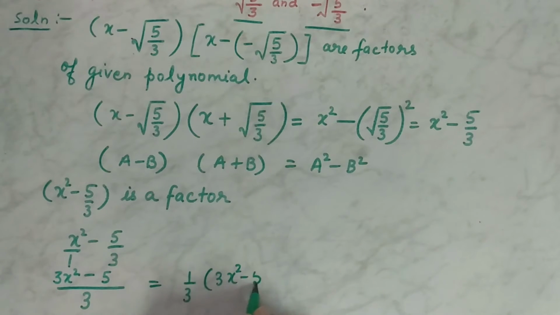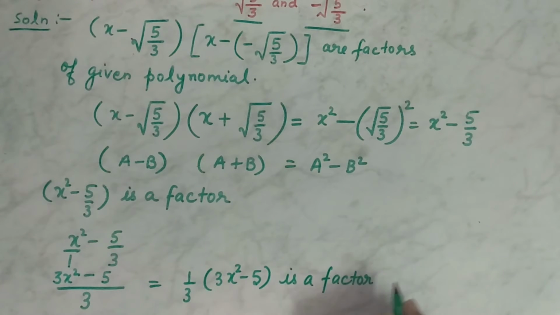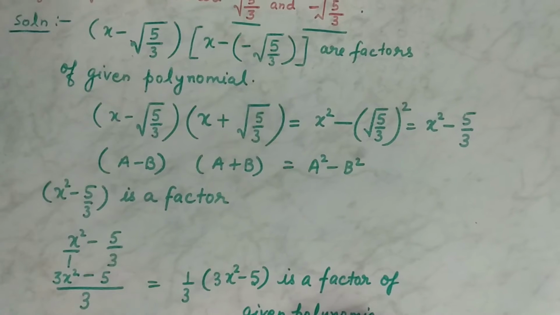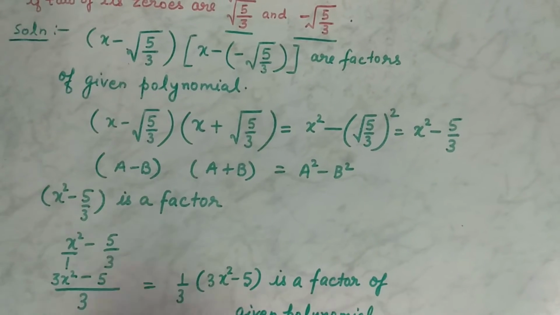3x square minus 5 is a factor of the given polynomial.